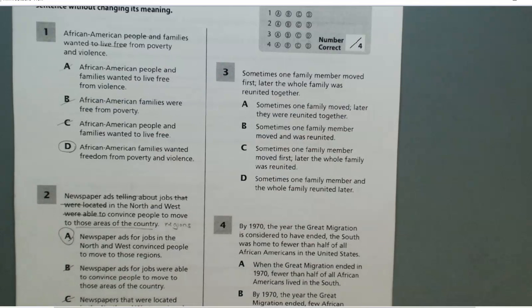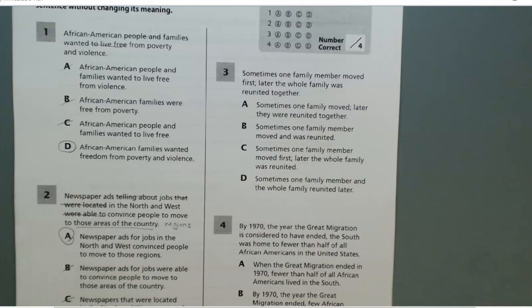Okay, number 3. Sometimes one family member moved first. Later, the whole family was reunited together. This one you can actually do just as a test strategy by looking at the answer choices.